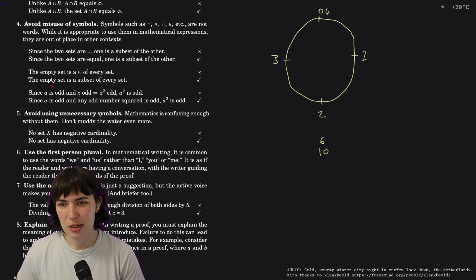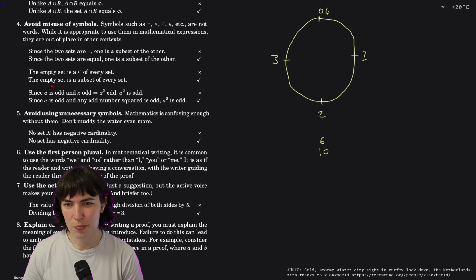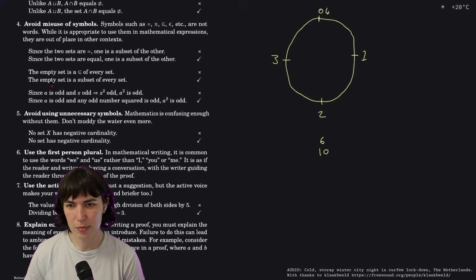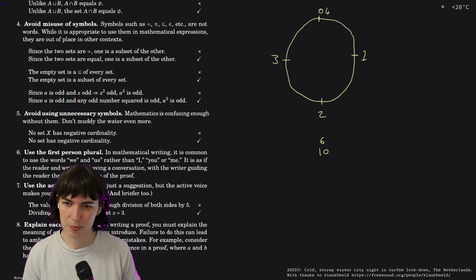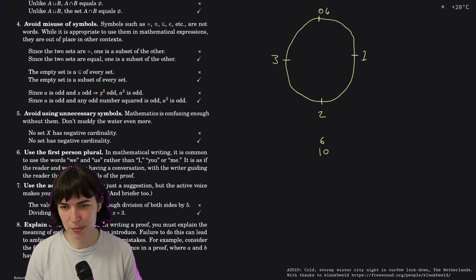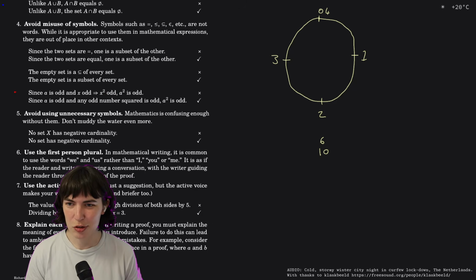Since A is odd and X is odd, yeah, okay, that I don't even know how I'd pronounce that. This one gets a bit of extra work though. Yeah, I mean this is a bit out of control, isn't it?